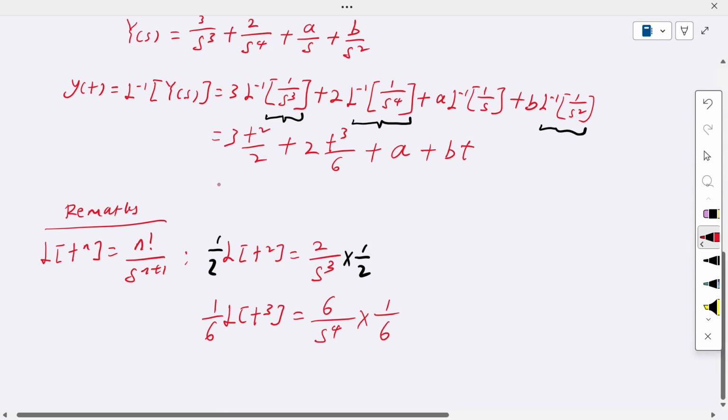Now we can simplify this. This is equal to 3 over 2 t squared plus t cubed divided by 3 plus b t plus a. So this is our y(t). That is our solution.